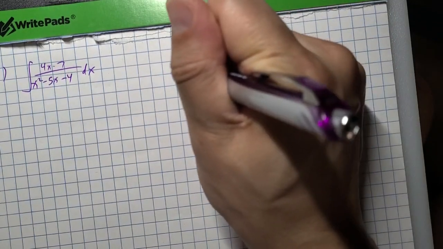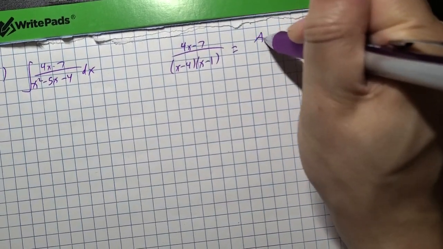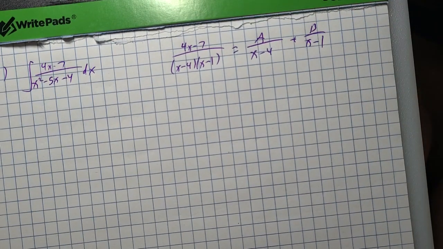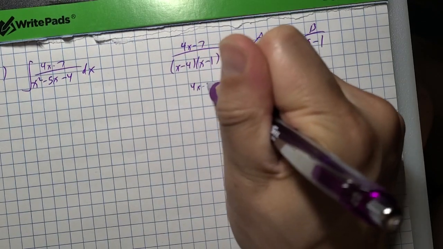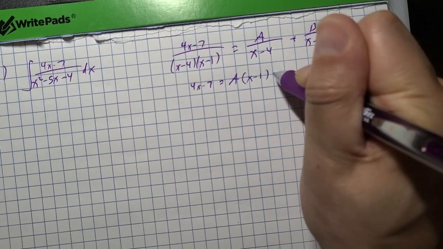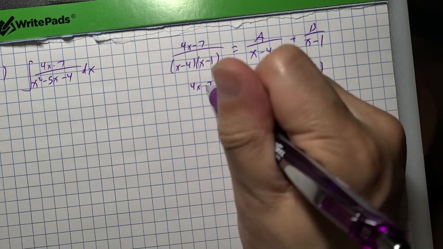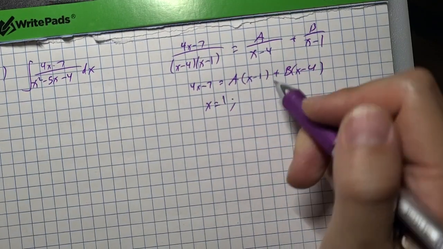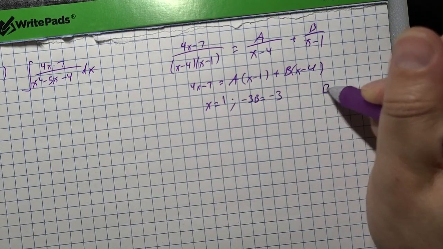4x minus 7 over, if we factor the bottom, that would be x minus 4 times x minus 1. So partial fractions would be A over x minus 4 plus B over x minus 1. Then we multiply both sides by this denominator. We get 4x minus 7 is equal to A times x minus 1 plus B times x minus 4. The quick way to solve for A and B: we set x equal to 1. Then this term would go away. We get minus 3B is equal to minus 3, so B is equal to 1.